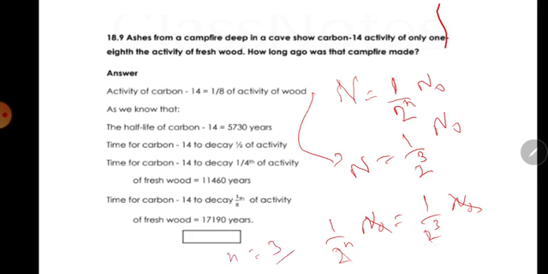You should calculate the amount left after third half-life. So 1/8 amount will be left after 3 half-lives. So 5730 multiplied by 3, you will get the answer. The amount left, 1/8 of the amount will be left after third half-life.